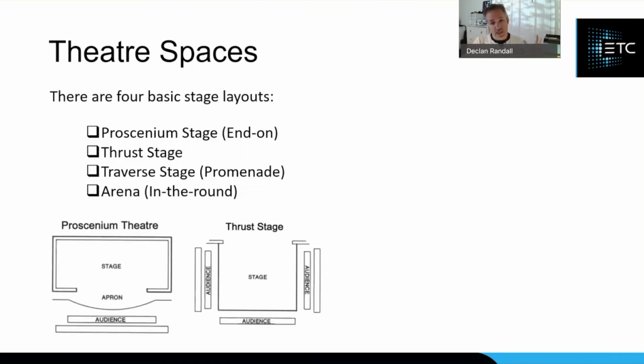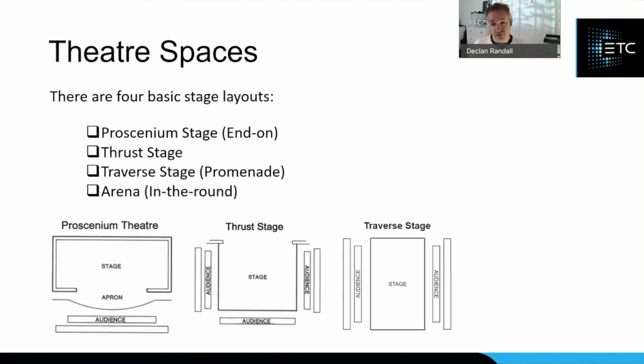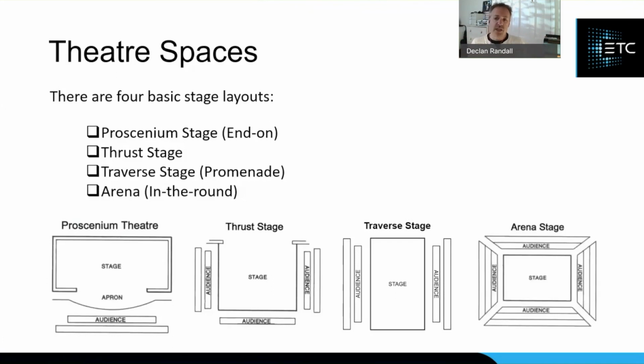We'll have a look. We'll take each one of these and break them down individually and have a look at how we can approach them differently. But thrust for us is audience on all three sides. Traverse stage is, as the name implies, where the performance space traverses the venue, so you have audience on two sides only. And the last one is an arena stage, where you have the audience on all four sides, and that can also be a square stage or a round stage.